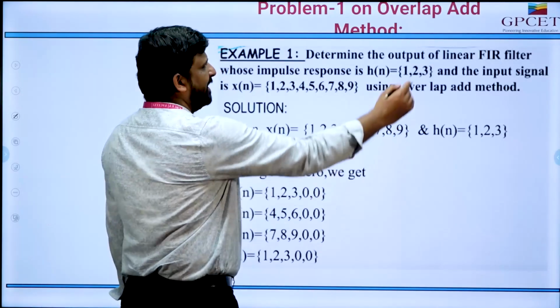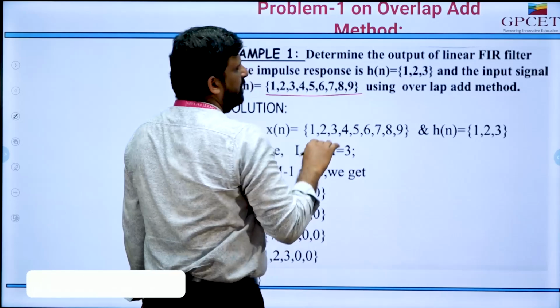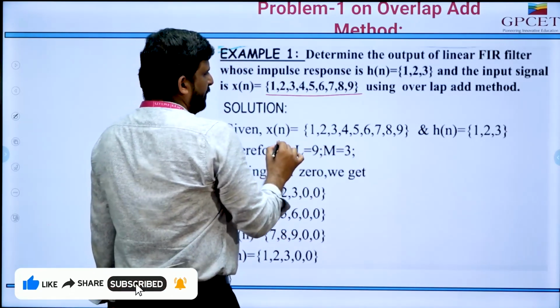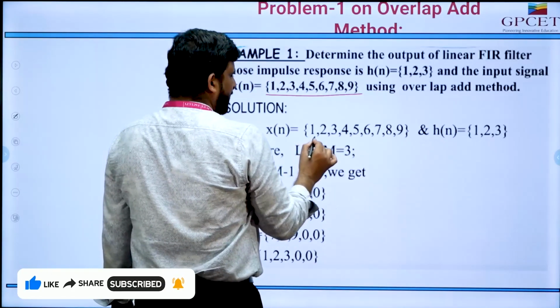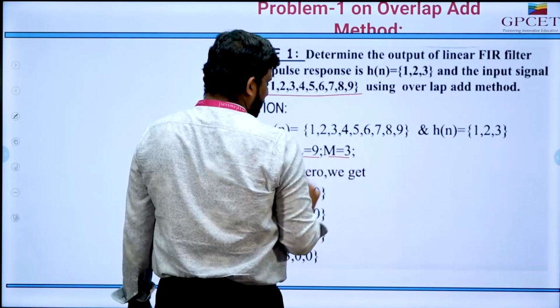Now take this: determine the output of a linear FIR filter whose impulse response is h1 of n is equal to 1, 2, 3, and the input signal x of n is given as a long sequence, by using the overlap add method. First, we have taken the values x of n and h of n. So what is the length? L is equal to 9 and the length of h of n is equal to 3.